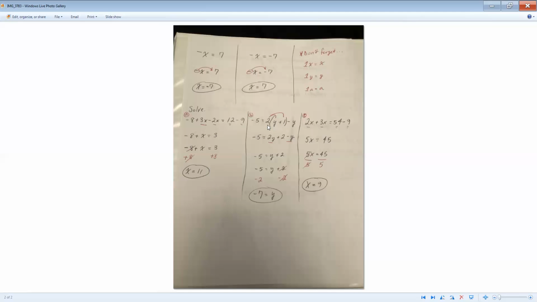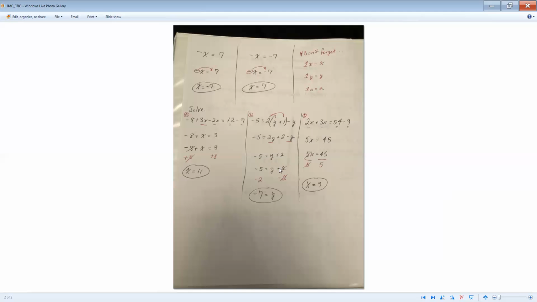For the next one, the first thing I would do is distribute into the parentheses. I need to remove the parentheses so I can have access to the y that's inside of those parentheses. So 2 times y is 2y. 2 times 1 is 2 as well. So that gives me negative 5 equal to 2y plus 2 minus y. Combine my like terms. I have 2y minus 1y, which is just 1y. So that'll leave me with negative 5 equal to y plus 2.